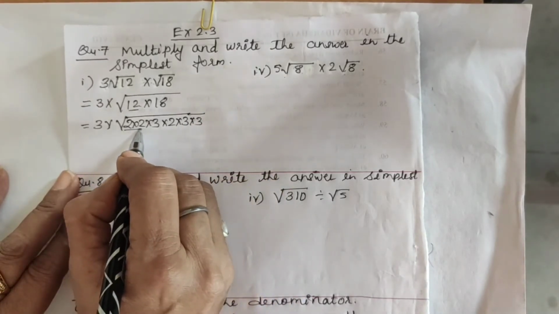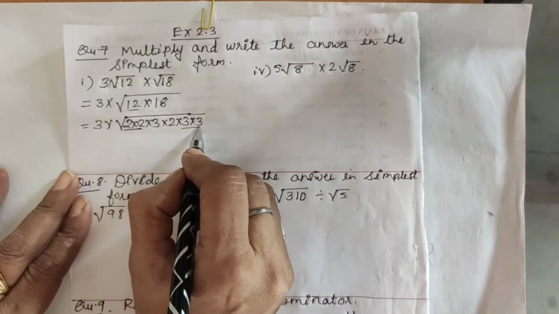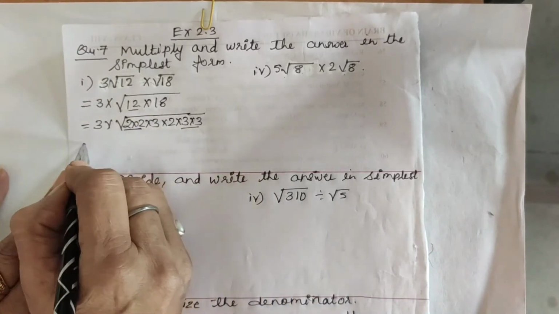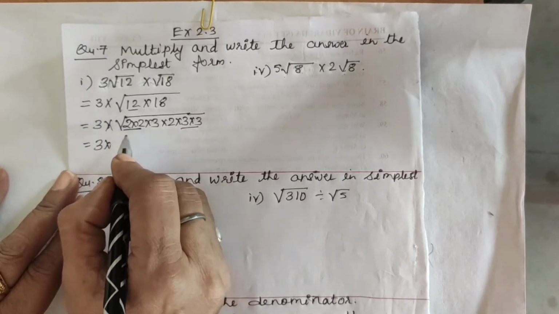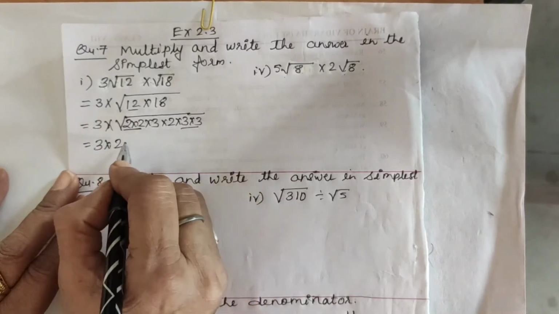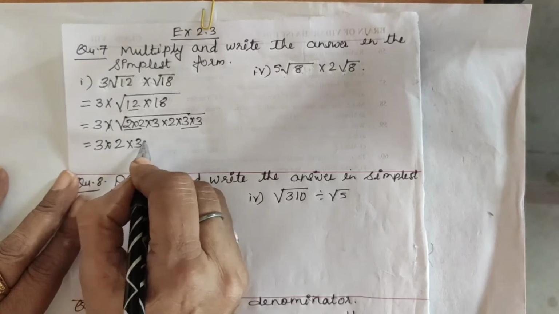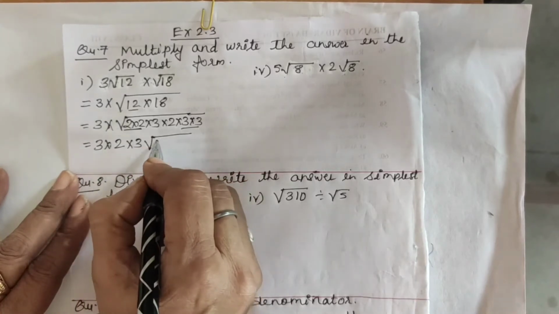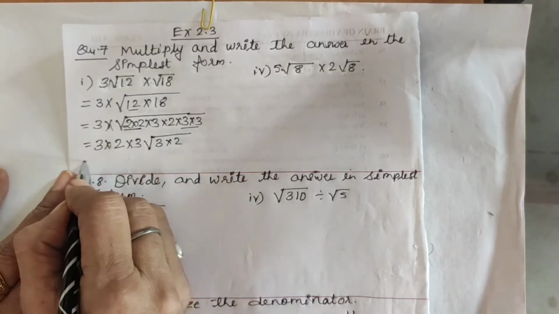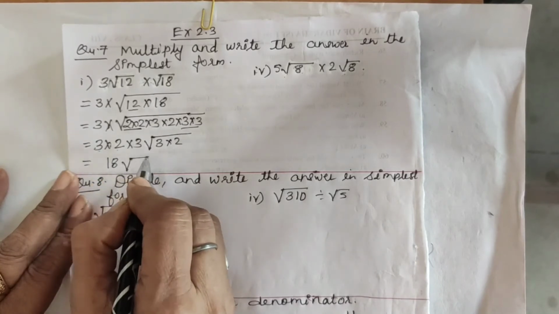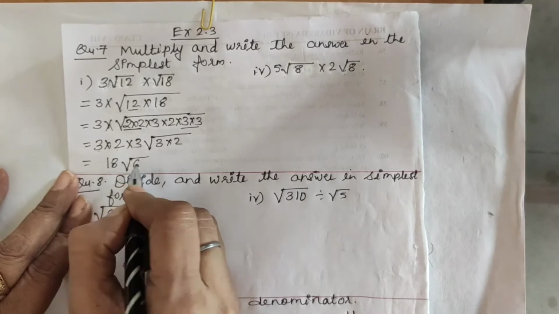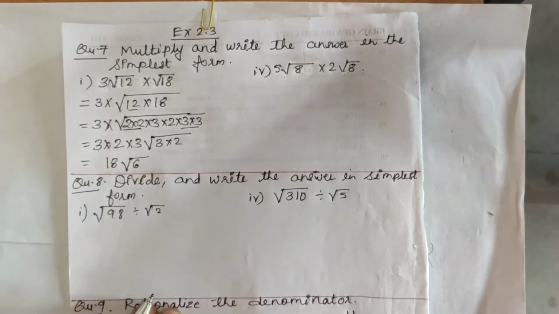Now you have the perfect squares. This is in pair, this is in pair. So you can take it out of the root. 3 into, it becomes 1 time, and this also becomes 1 time. And whatever numbers are left in the square root, you write as it is. And now 3 2s are 6, 6 3s are 18, and simplify this. 3 into 2 is what? 6. 18 root 6 is the product of the given numbers.